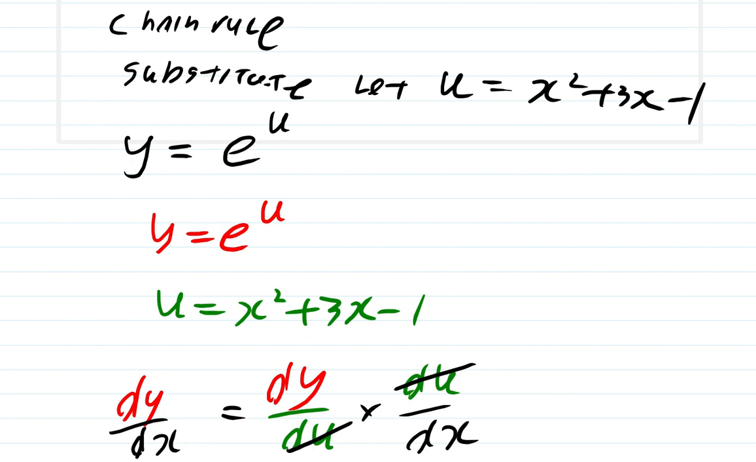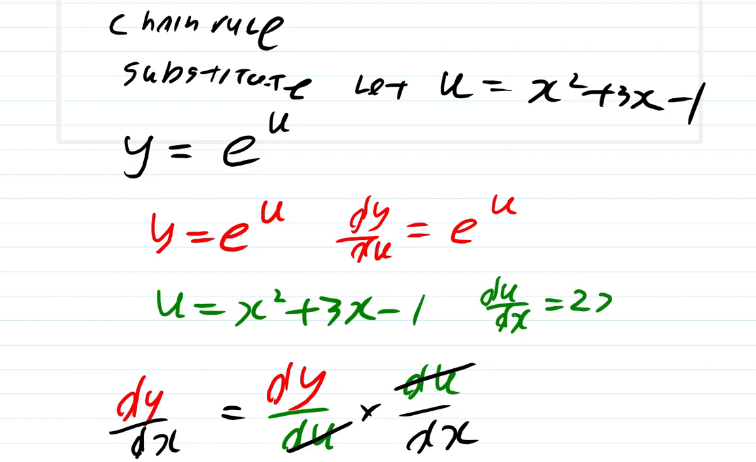So, now that you have y equals e to the u, you can find dy by du. What is dy by du here? It's just e to the u. Okay? And the fact that you have u equals something in x, it means you can find du by dx. The du by dx here is going to be 2x plus 3. So, here now, you see this thing? We can make it equal to dy by du. This dy by du is the same thing as this, is the same thing as this. See that?